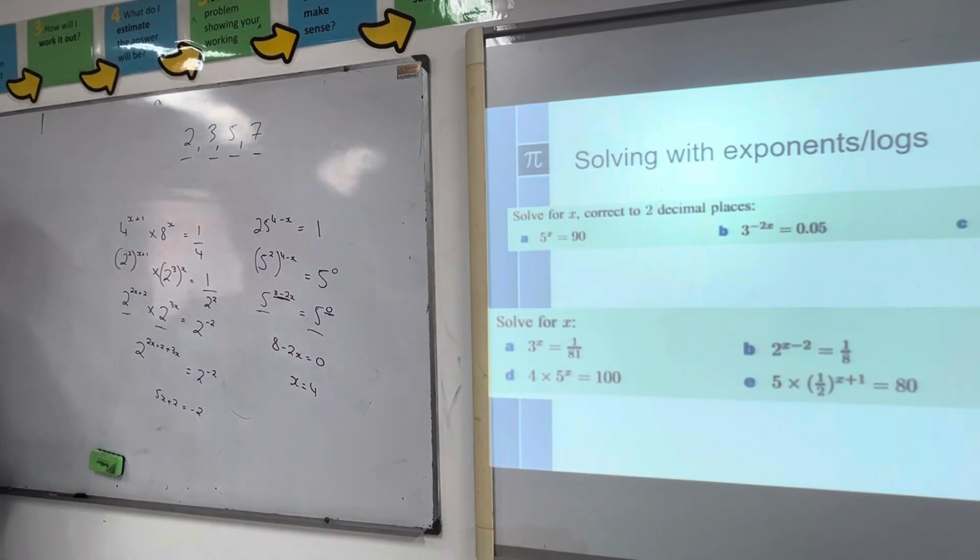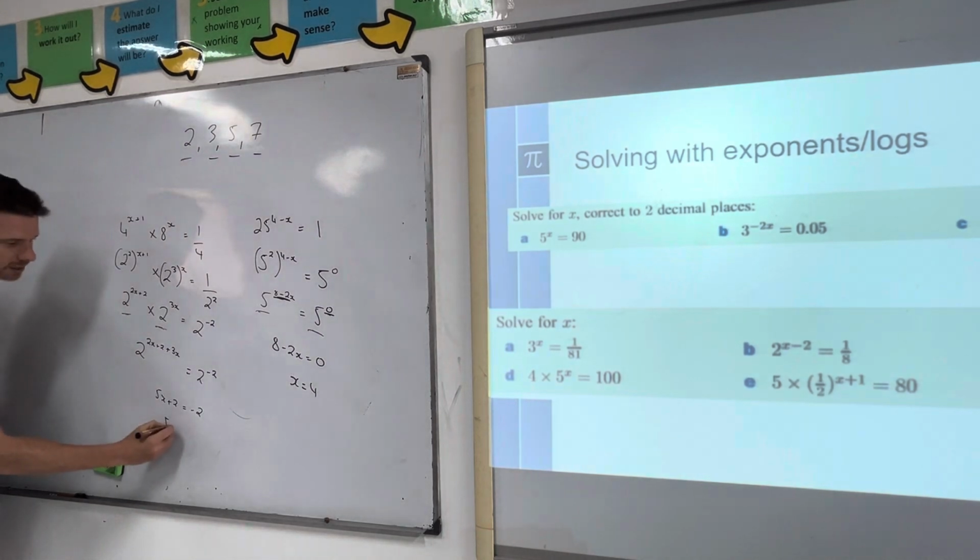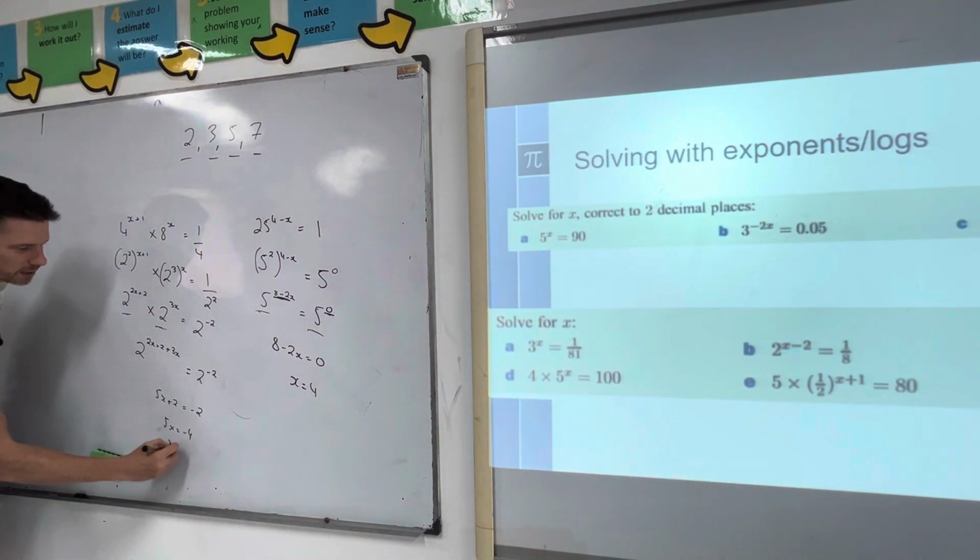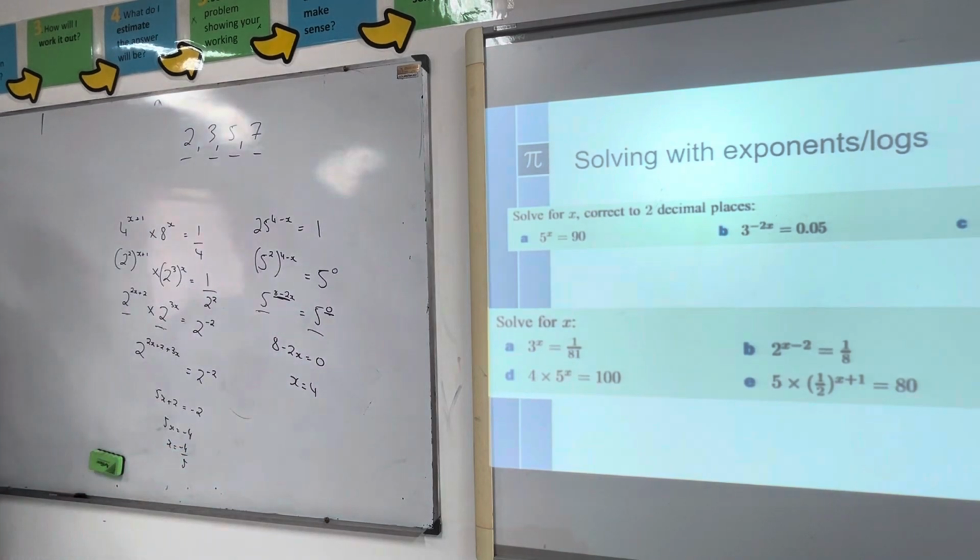Because it's not just 2, it's 2 to the power of something. And if you remember your order of operations, you've got to deal with the power before you can do the multiplication. So I'm going to stick with the powers until I do that. And I can solve this then. 5x is equal to negative 4. X is negative 4/5.